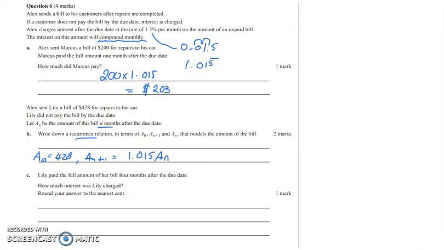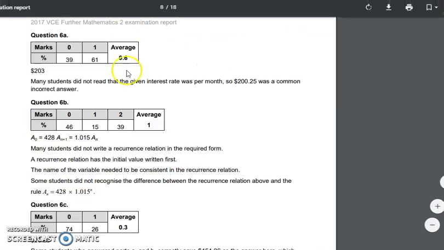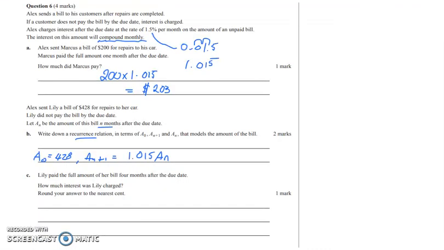That one was actually worth 2 marks. If you had done this part, you'd already done 1 mark worth of work in the first part. Looking at the answer, only 39% of the cohort got this correct. Many students did not write a recurrence relationship. Most likely they used the wrong rule. They didn't recognize the difference between a recurrence relationship and a rule. You can't get the mark if you write a rule, it has to be a recurrence relationship.